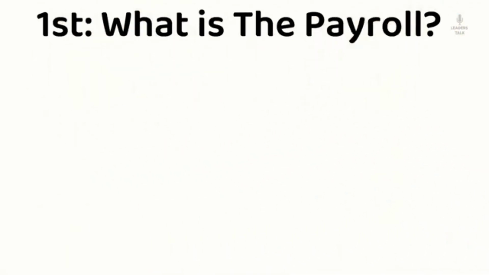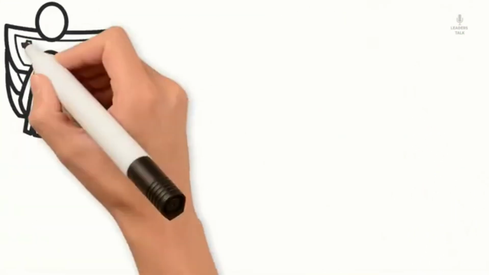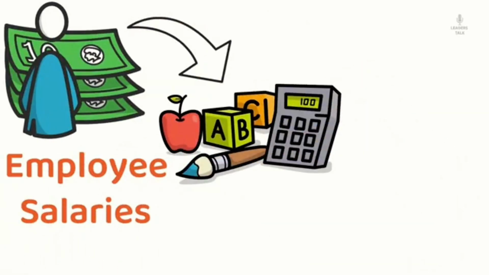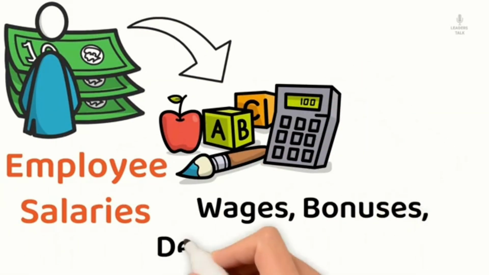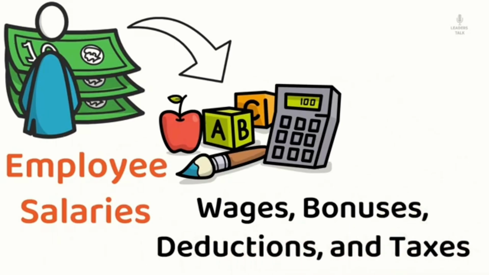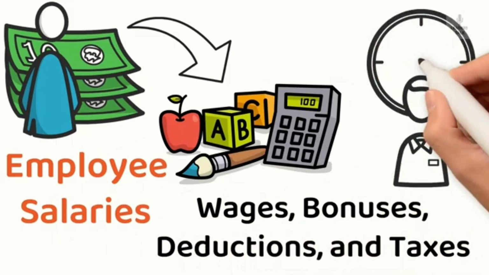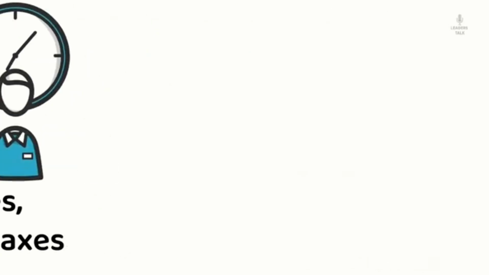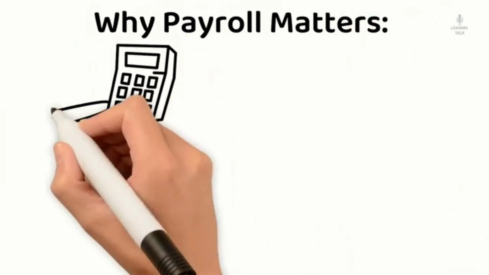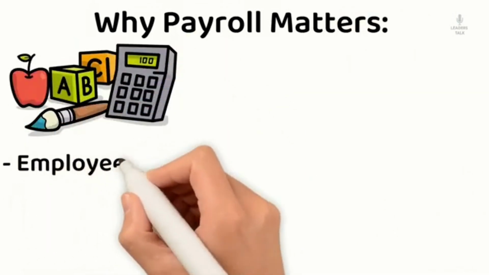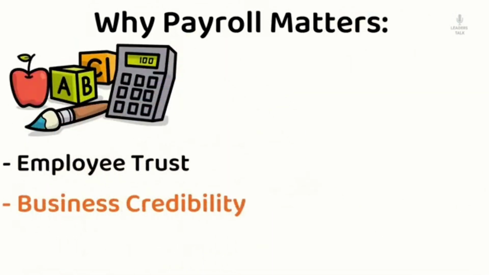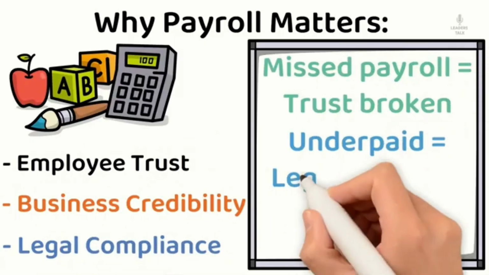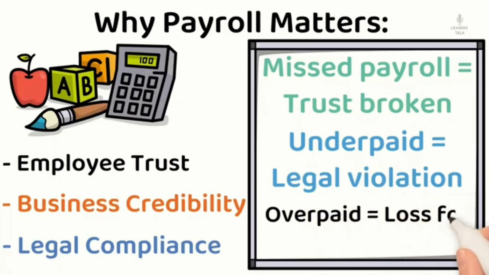First, what is payroll? Payroll is the system of compensating employees for their work and the process of calculating and distributing employee salaries, including wages, bonuses, deductions, and taxes. It ensures that employees are paid accurately and on time, while also staying compliant with tax laws and labor regulations. Why does payroll matter? Payroll isn't just about numbers. It's about employee trust, business credibility, and legal compliance. Missed payroll equals trust broken, underpaid equals legal violation, overpaid equals loss for the company.